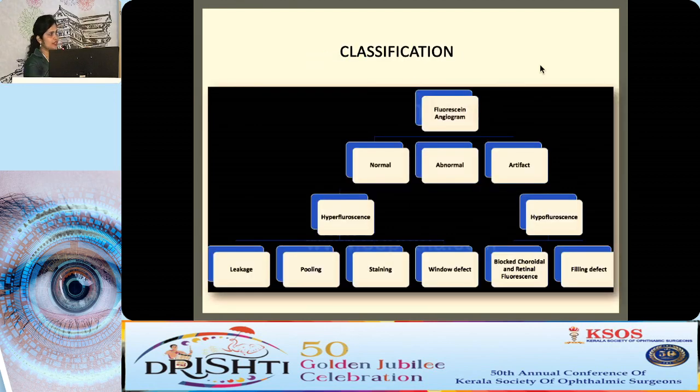In interpretation of the fluorescein angiography, there is normal and abnormal. We'll discuss more about the abnormal angiography. There are two divisions, hyperfluorescence and hypofluorescence. In hyperfluorescence, there are 4 categories: leakage, pooling, staining, and window defect or transmission defects. Next is hypofluorescence, which includes filling defects and blocked fluorescence.